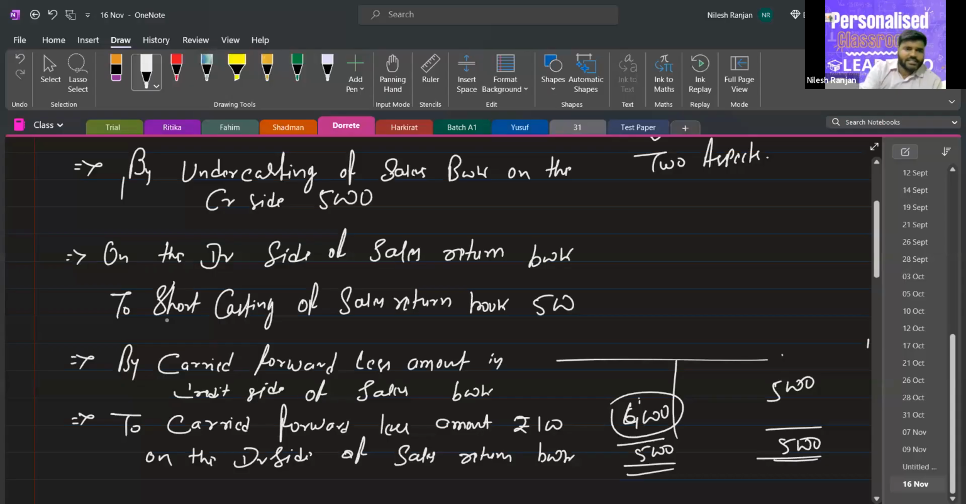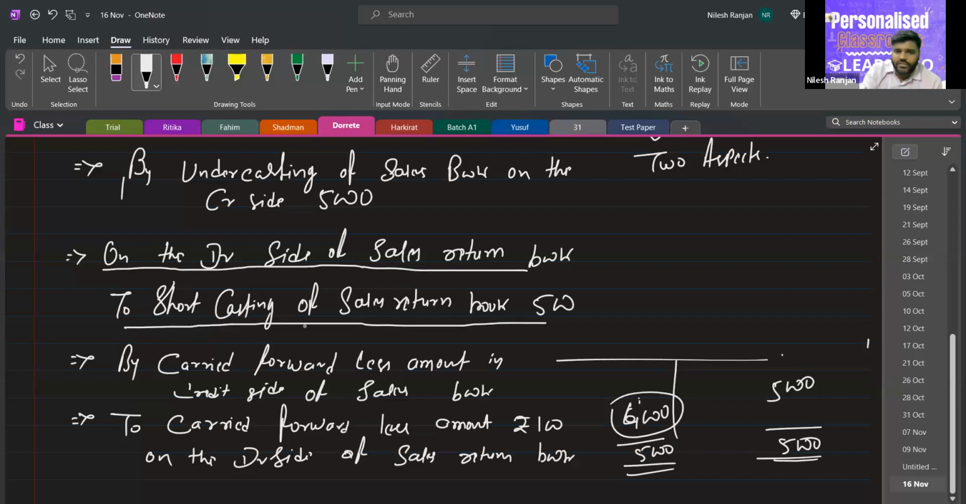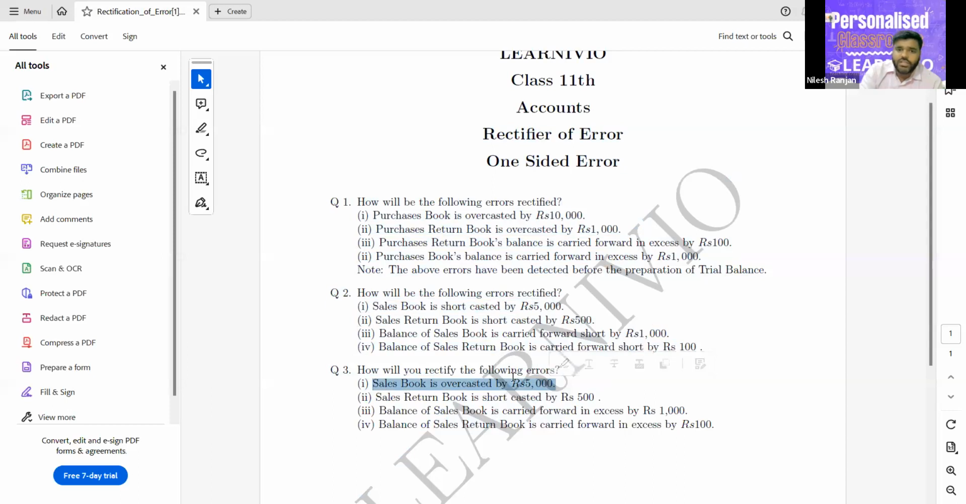You have to tell me like this: on the debit side of sales return book, or whatever the book name is, on the debit side of sales return book, we will write to short casting of sales return book, or to undercasting of sales return book. So in the same manner, sales book is overcasted by rupees 5,000. So we will write on the debit side of sales book. I'm saying the answer, so just focus on it: we will write on the debit side of sales book to overcasting of rupees 5,000. This is your answer.